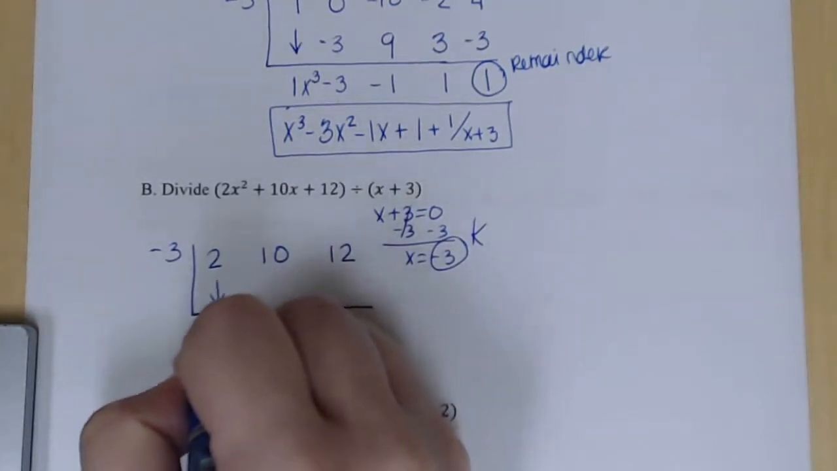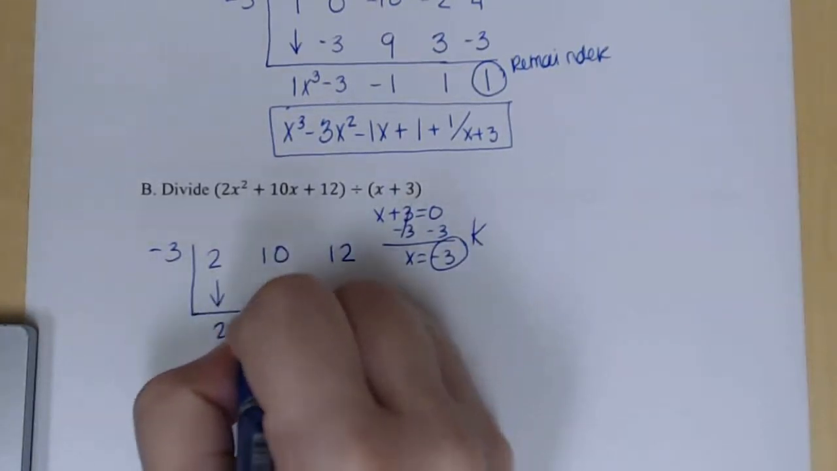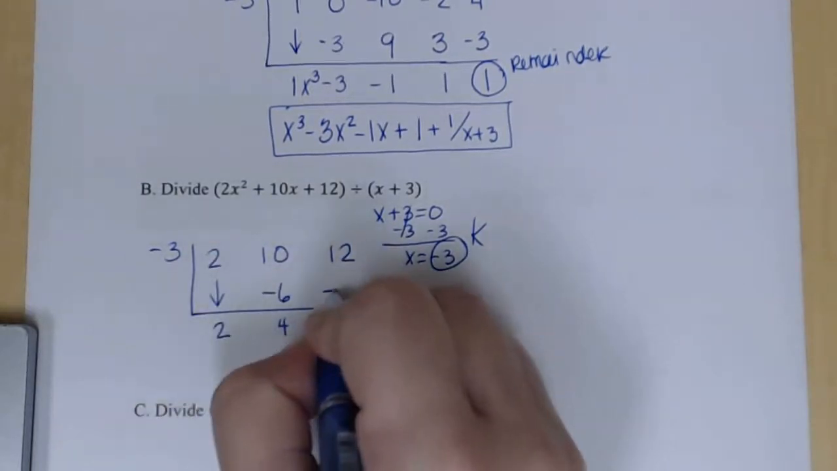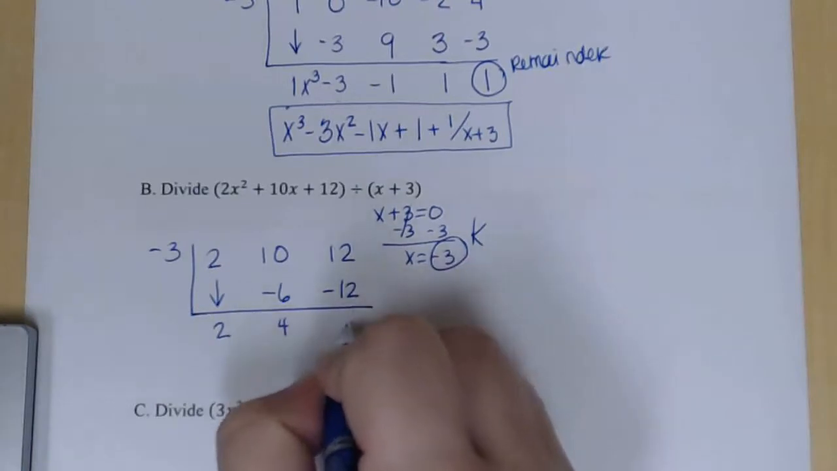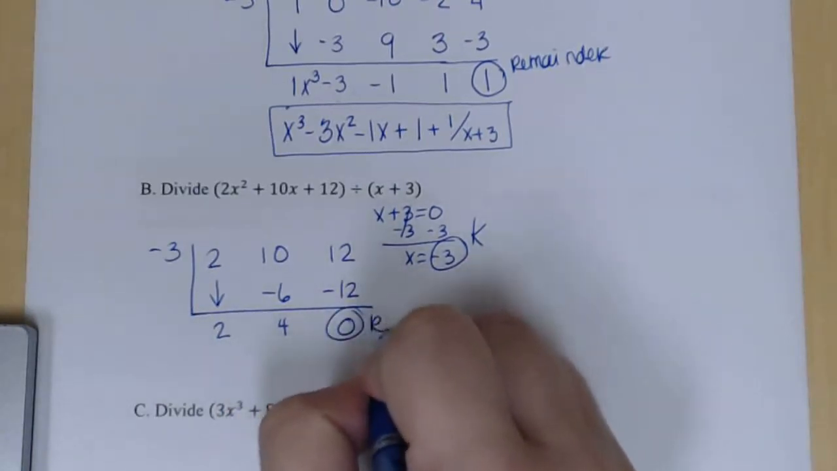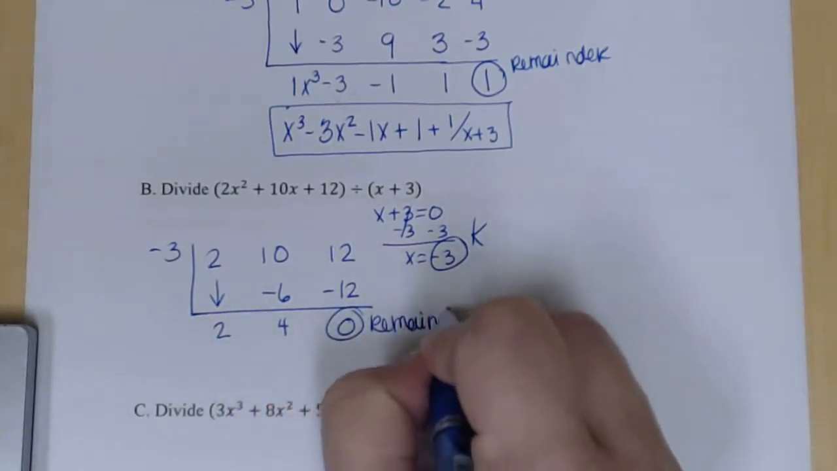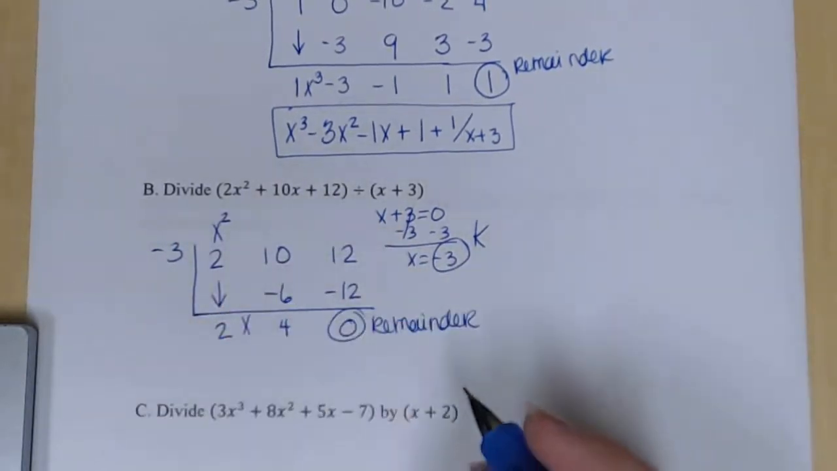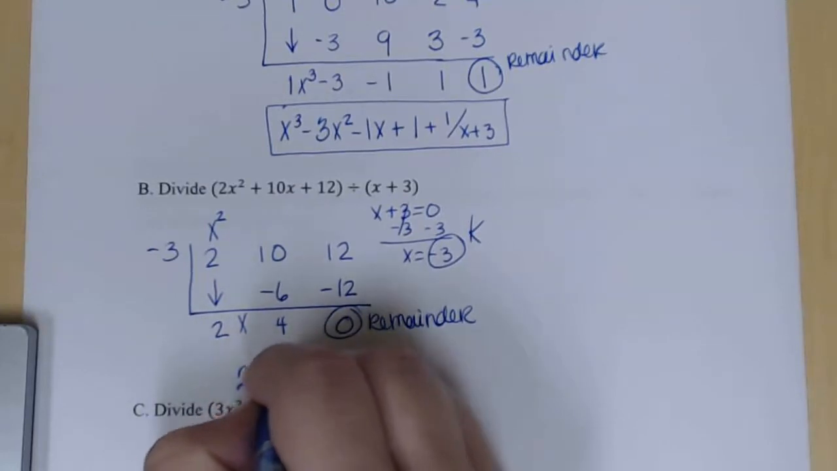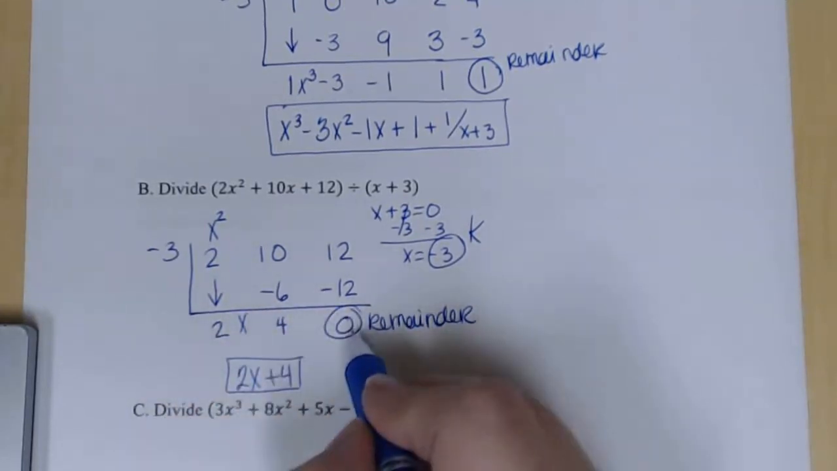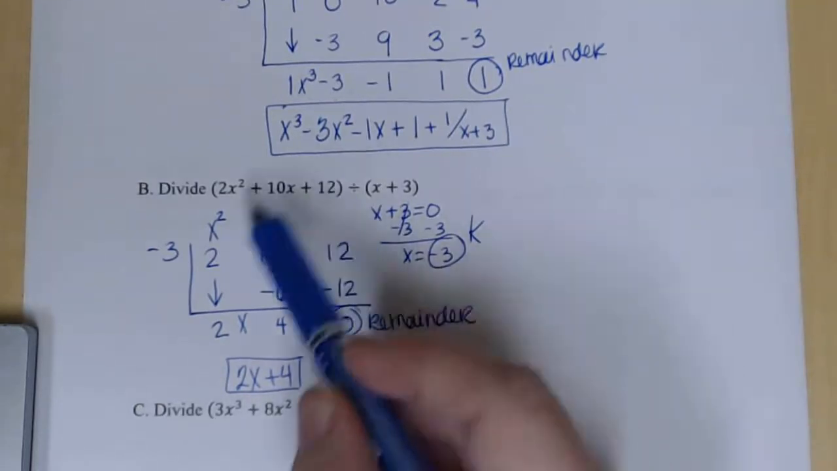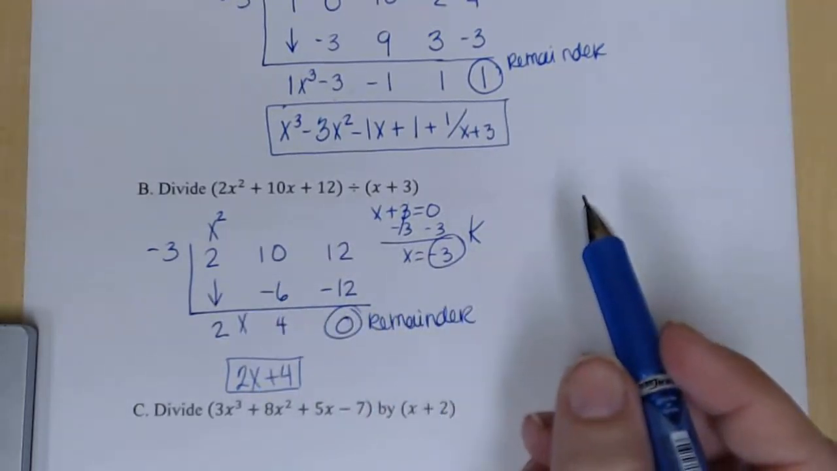Bring down your first number, which is 2. Multiply, and then add. Multiply, and then add, and then 0 would be your remainder. So, this being said, this started out as an x squared, and now we're at an x. So our answer would be 2x plus 4. We had a remainder of 0, so we don't have to put 0 over that x plus 3, and this would be my answer. And you can see how really quick this went.